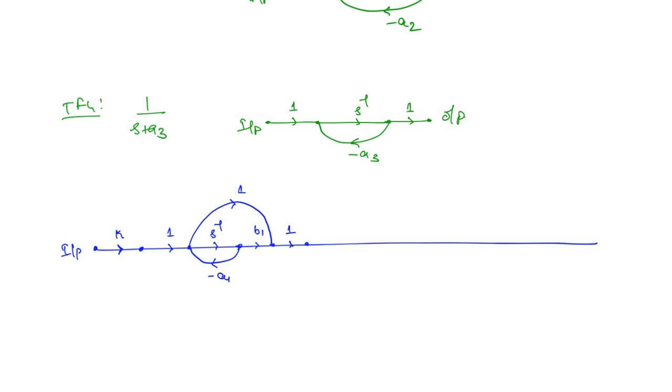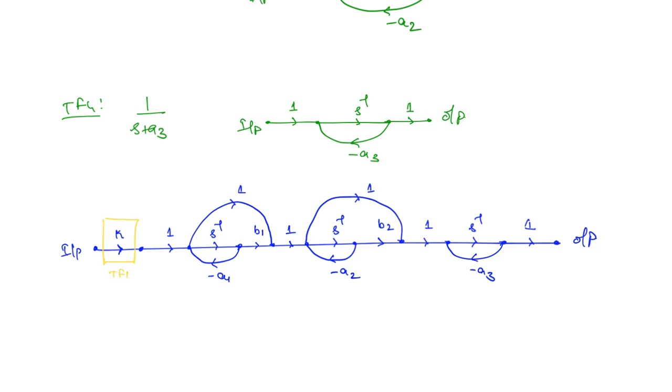We don't need two paths of gain 1. So we will get s to the power minus 1 here, and here you are going to have b2 and minus a2, and this is the forward path of gain 1. Finally, the last transfer function has the integrator s to the power minus 1 and gain 1 here, though that is not required now. Also you have the loop gain minus a3, and this is going to be the output. You can represent each of the transfer functions: this is transfer function 1 and here you have transfer function 2.